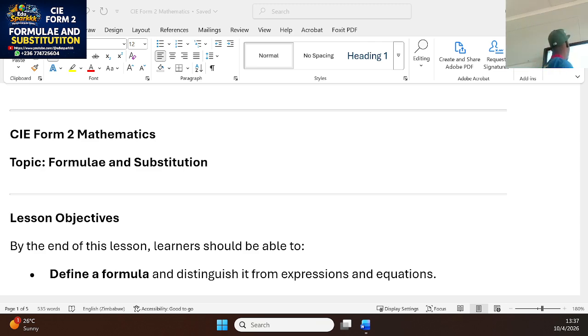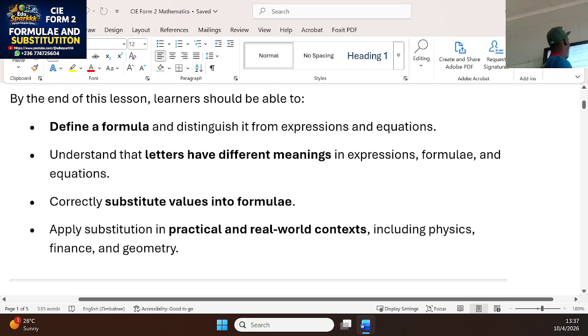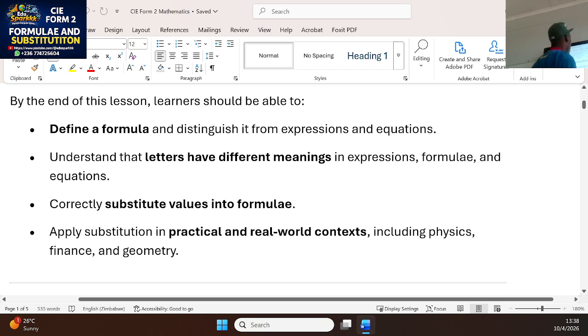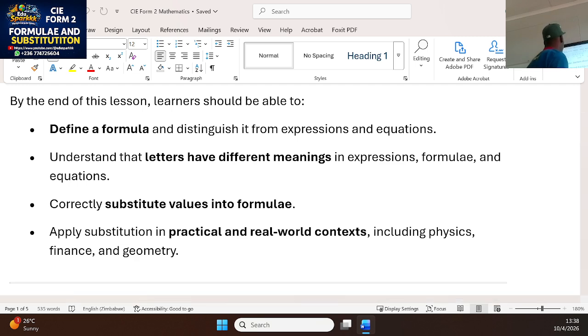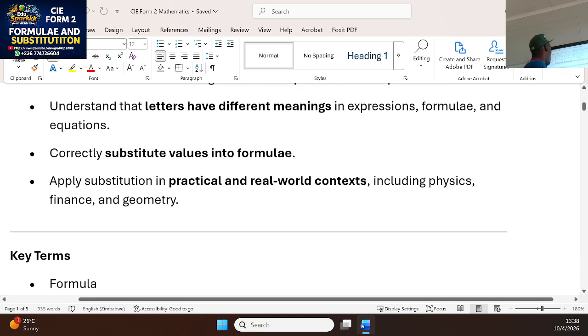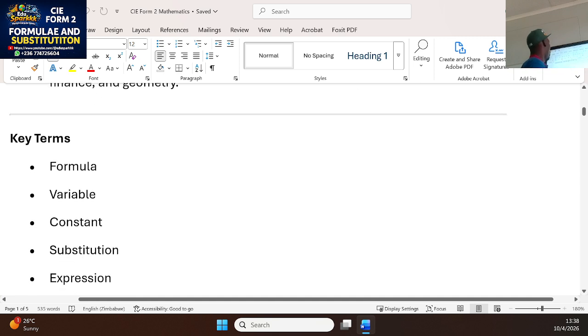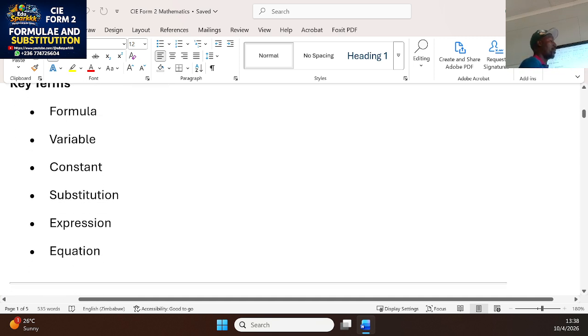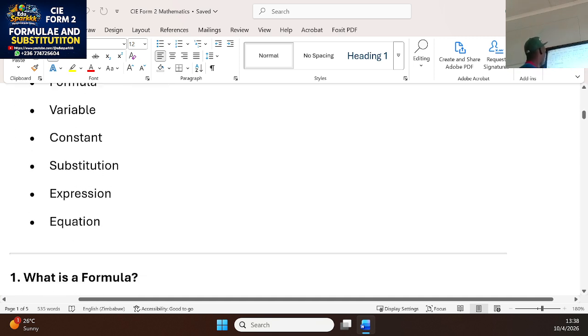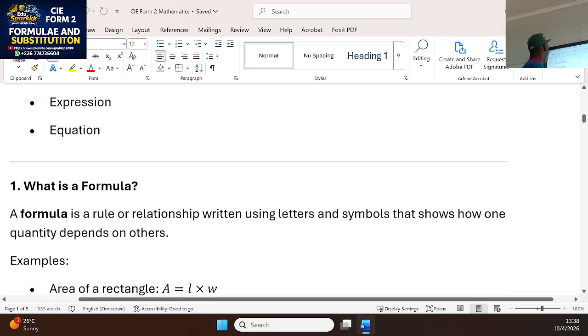By the end of this session, the things we're expecting to have covered: being able to define a formula and distinguish it from expressions and equations. Also, we want to understand the idea that letters have different meanings in expressions, formulas, and equations, and correctly substitute values in a formula, in practical and real-world contexts. The terms we are going to encounter are formula, variable, constant, substitution, expression, and equation.